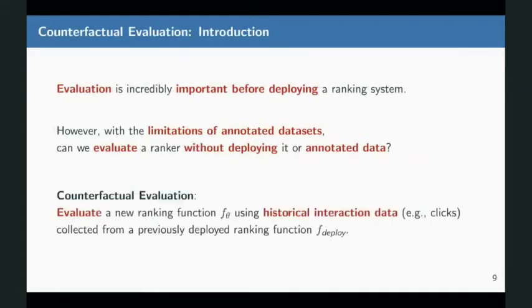So what we'll do is we'll have a new ranking function, which I'll call f-theta, and we're going to evaluate it using historical interaction data, in this case clicks, that were collected from a previously deployed ranking function, f-deploy. So I have my clicks based on f-deploy, the current system, the system that's running right now, and I have a new system that I've never deployed, and I want to know how good it is without deploying it or using any type of annotations. And that's the goal of counterfactual evaluation.